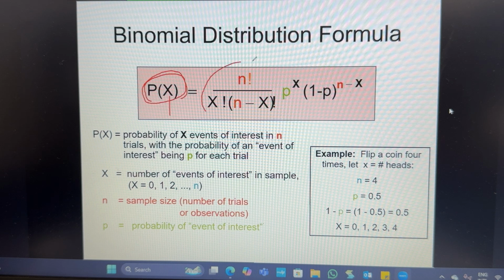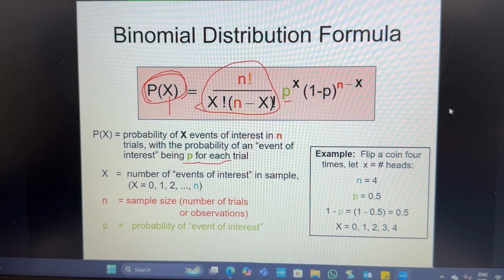This is the counting process. The formula has one part, p to the power x, and here 1 minus p to the power n minus x. So P(x) indicates the probability of x events of interest in n trials, with the probability of an event of interest being p for each trial.